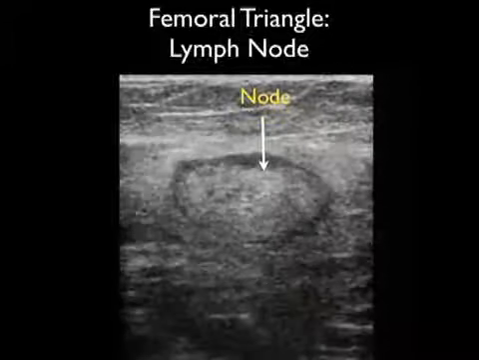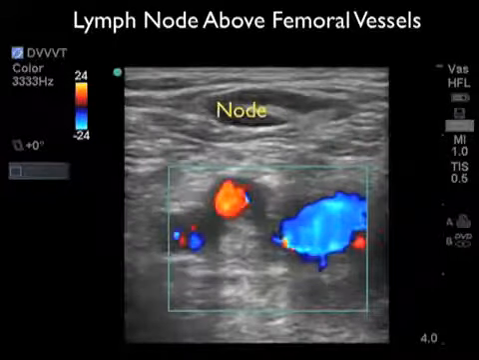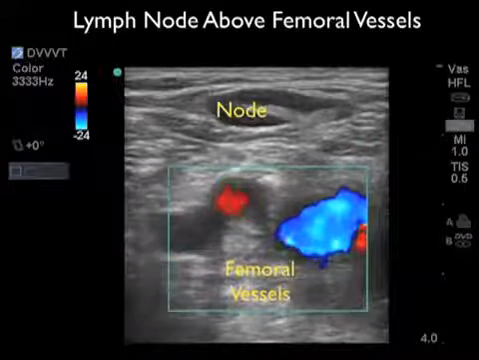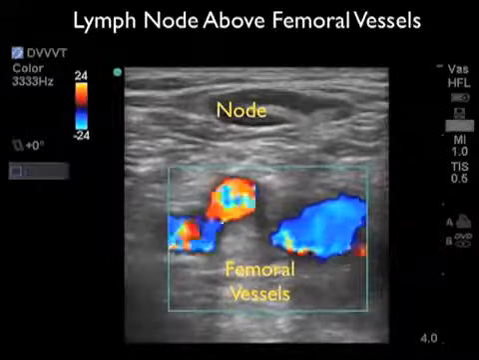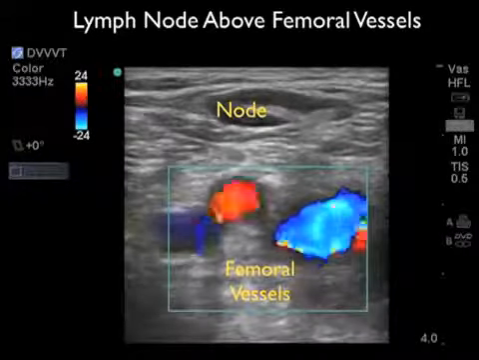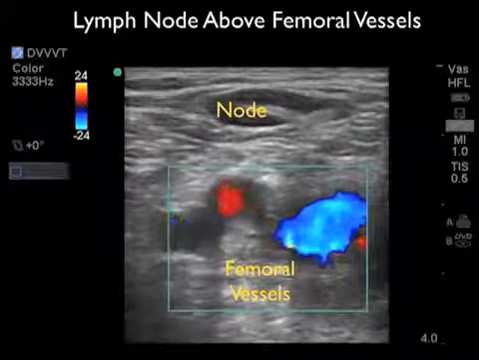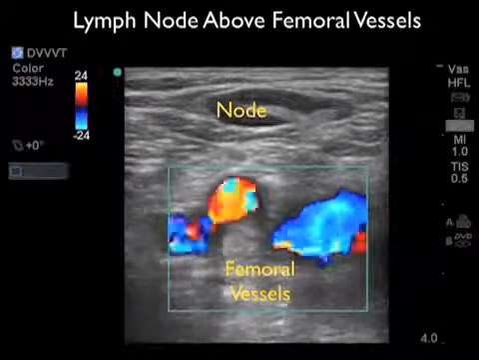Here we change the magnification or the depth of the ultrasound image to better investigate the lymph node in its relation to the femoral vessels. Note the single node, the femoral node seen superficial to the femoral vessels as seen deep within the image. Note that the node is single in contrast to the paired femoral vessels seen deeper.